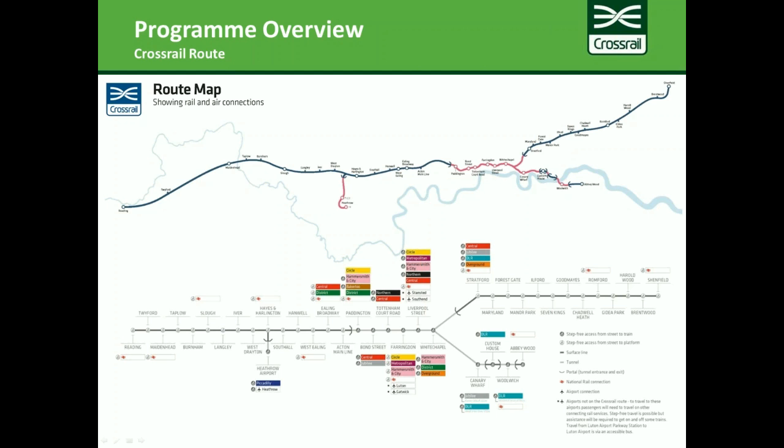The graphic in the bottom half of the slide shows the interfaces with other transport networks, particularly London Underground and existing National Rail. It really shows the proximity that we've been working with existing infrastructure across the central section, and the interfaces we've had to create to existing London Underground assets across the route.